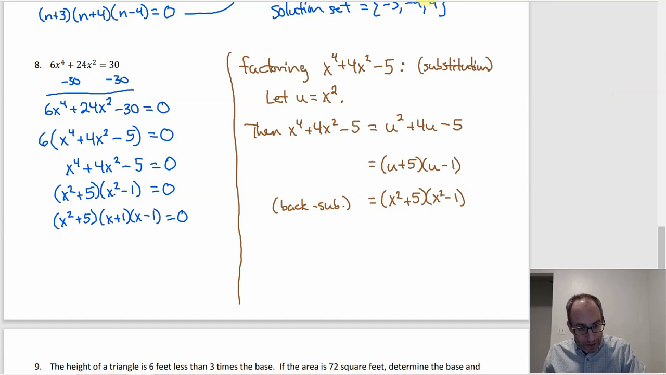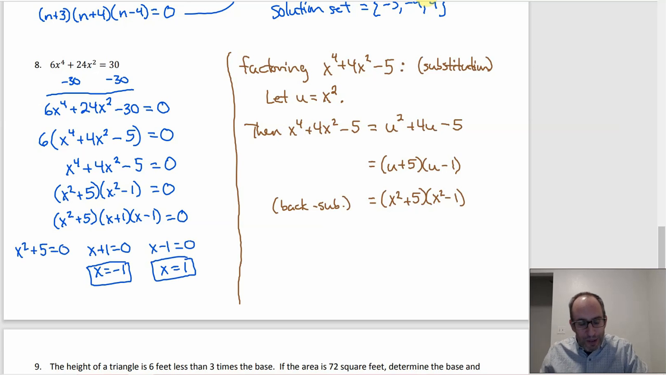And again, we've got a product of three things equal to 0, so we could just do these individually. Let's say x squared plus 5 equals 0, and then x plus 1 equals 0, and then x minus 1 equals 0. The last two are easier, right? Because here, the last one, you'd say, well, that means x equals 1. This one, the middle, means that x equals negative 1. What about on the left?